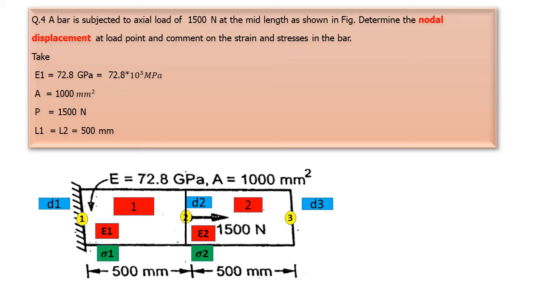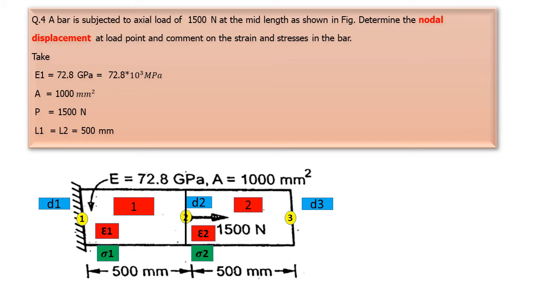For this bar, as the load is applied at mid-length, the complete bar is discretized into two elements. As we have to consider mid-length, discretization is made exactly at mid-length, and that's why the first section is 500 mm and the second section is also 500 mm. Due to discretization, we will consider the first node at the extreme left end, the second node exactly at mid-length, while the third node will be at the end of the bar.